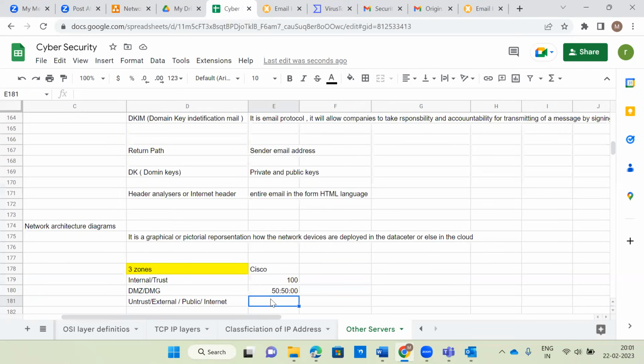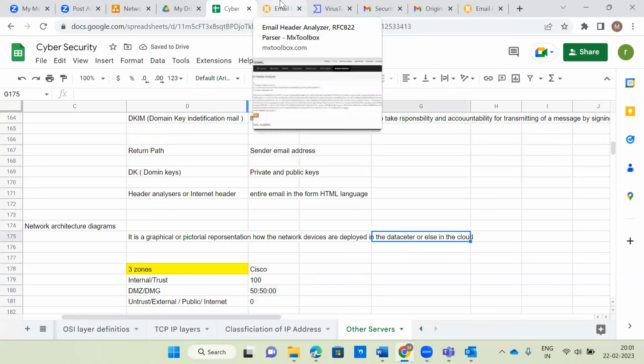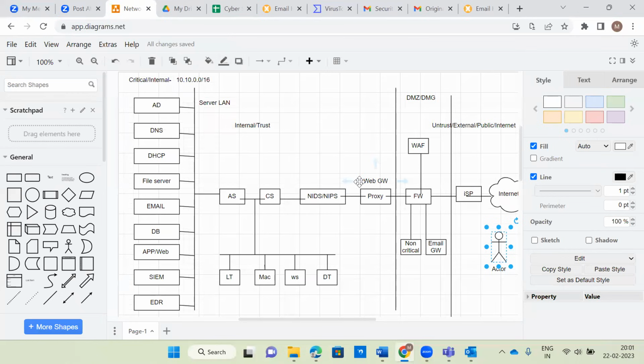So this score is given by Cisco company, the Cisco firewall. That is Cisco terminology. If you're going for a Cisco company interview, then they will ask this one. So next one is, this diagram looks very simple, but it has a lot of meaning.